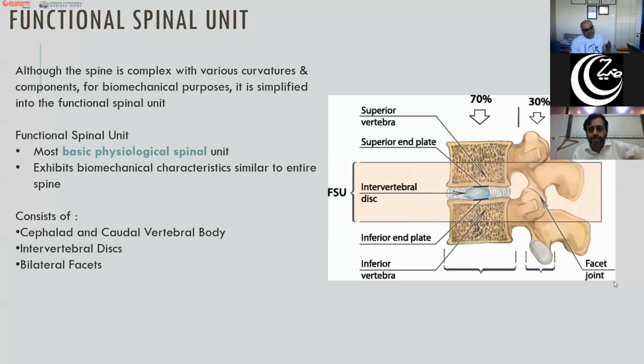The functional spinal unit is the most basic physiological unit, and it is made up of one vertebra above, one vertebra below, and the intervertebral disc in the middle. 70% of the weight goes through the anterior column, which is through the body and the disc, and 30% through the posterior, through the facet joints. So the superior facet, pars interarticularis, and the inferior facet take the 30% of the load.